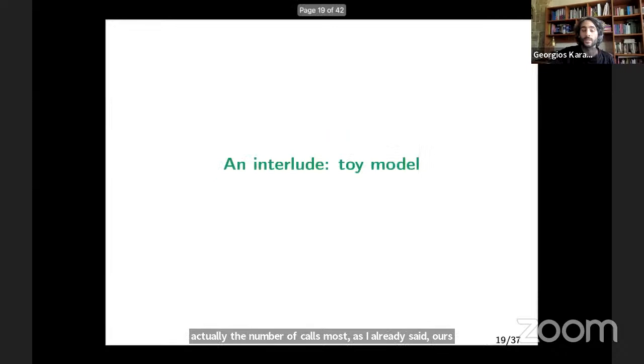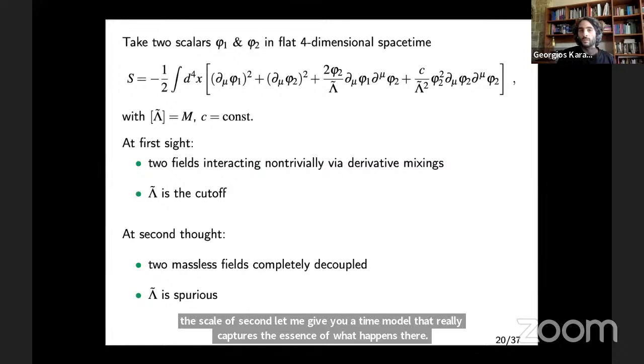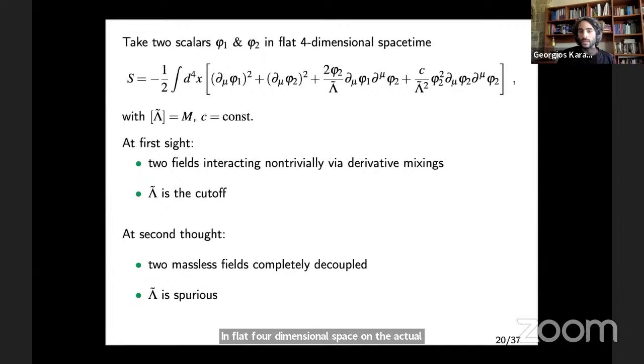Now, before actually going to the discussion of the scalar sector of Higgs inflation itself, let me give you a toy model that really captures the essence of what happens there. Take two scalar fields, phi 1 and phi 2, in flat four-dimensional space-time. The action that captures the dynamics is the one you can see here. It involves the standard kinetic term for these fields, plus some higher dimensional operators involving derivatives of the field. Now, at first sight, it's tempting to say that we have a theory of two fields interacting non-trivially through derivative mixings, and the scale that appears suppressing these operators, this lambda tilde, is actually the cutoff.